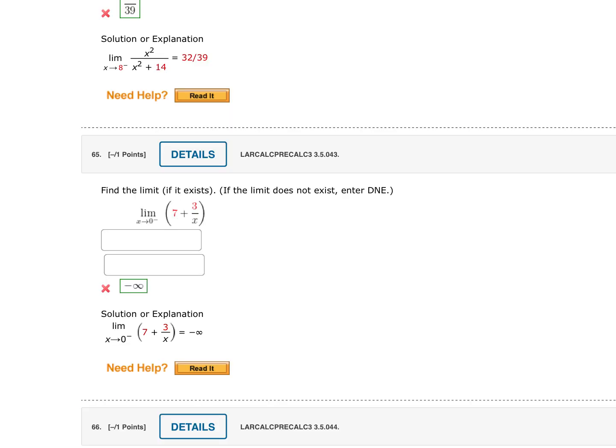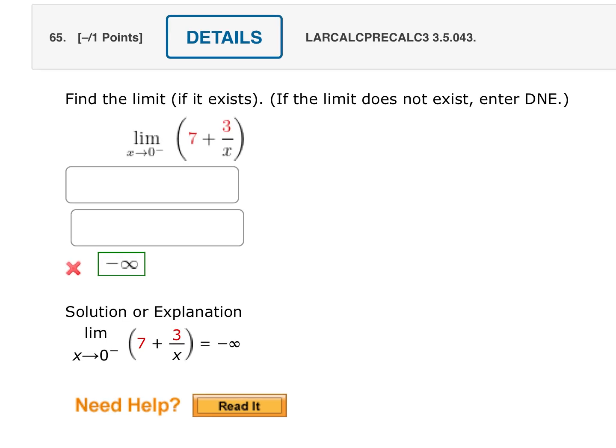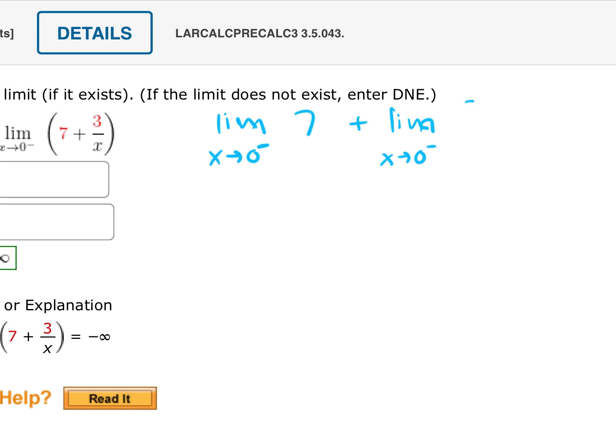For 65, we had a question similar to this on the test and quiz for this section. You can plug them in, or you can separate it and treat the limit as two different things. So we can do the limit as x approaches 0 from the negative direction of 7 plus the limit as x approaches 0 from the negative direction of 3 over x. What's the limit as x approaches 0 of 7? 7.